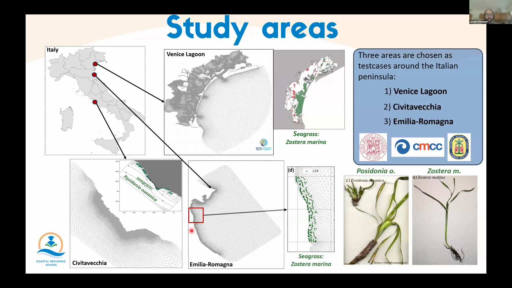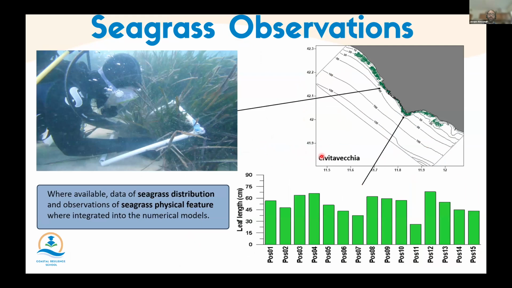But also we use, for instance, in this area, in Emilia-Romagna, we don't actually have seagrass in this area, but we want to see the potential effect of coastal erosion reduction if there were some seagrass there. So a what-if scenario. As I already mentioned, we used these seagrass distribution maps where available, so observations, and also the seagrass physical characteristics needed for the model were available.